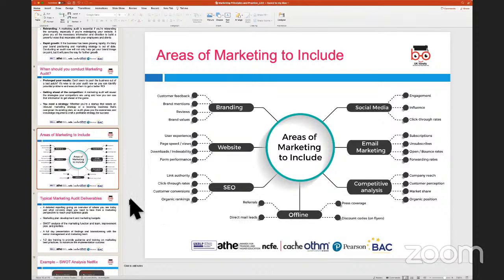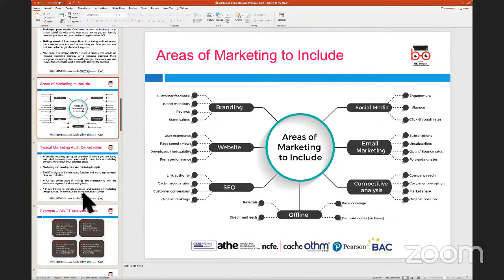Okay. Now, when we look at different areas of marketing, what are the various areas of marketing from a concept of inclusion? So we look at areas of marketing which include branding. We look at website, search engine optimization. We look at offline methods of marketing. We look at competitor analysis, email marketing, and social media marketing.